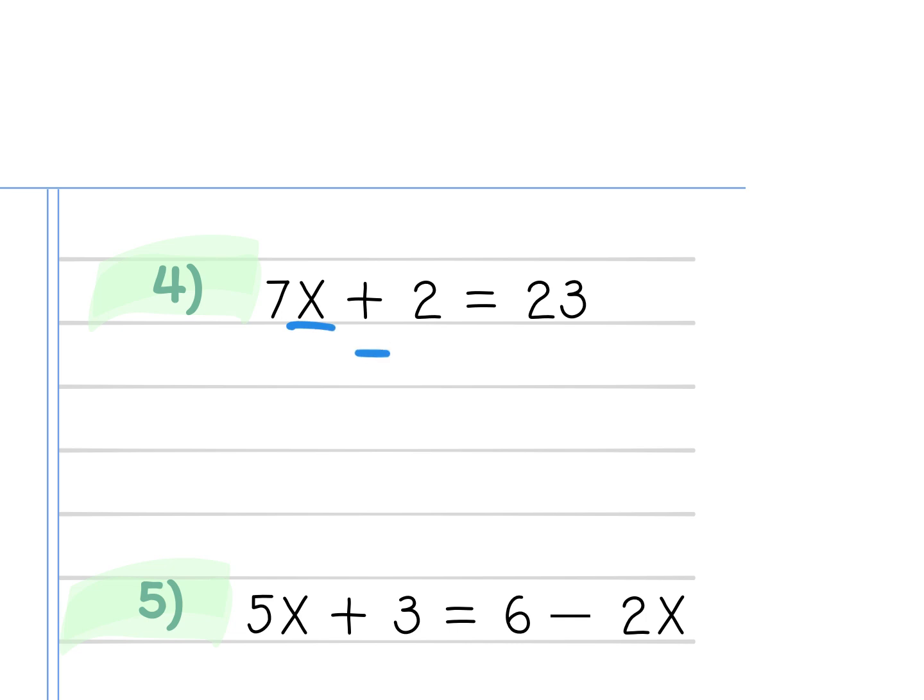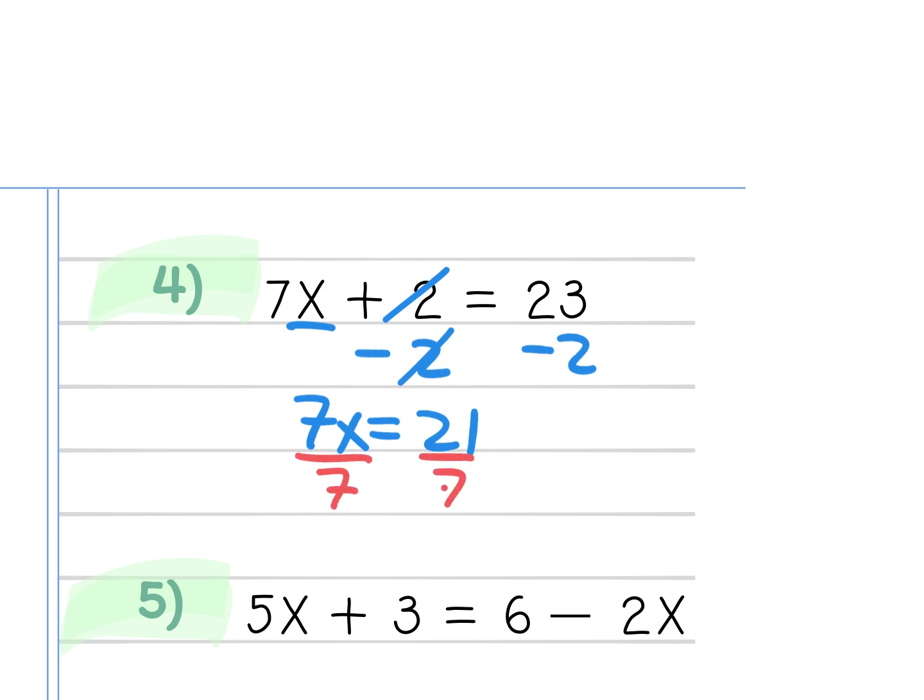So we want to subtract 2 on both sides. Let's start there. Then 2 minus 2 gets you 0, so we get 7x equals 23 minus 2, which is 21. And then you want to divide both sides by 7. This 7x is the same as 7 times x. The opposite of multiplying by 7 is dividing by 7. Then we cross out our 7's, and we're left with 21 divided by 7, which is 3.